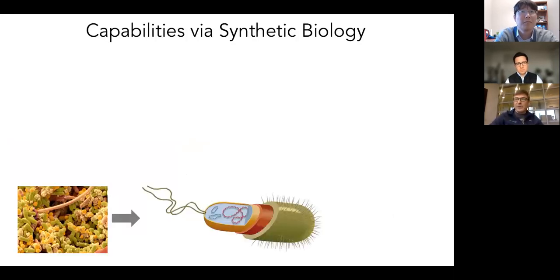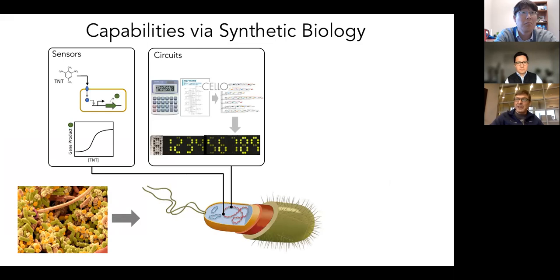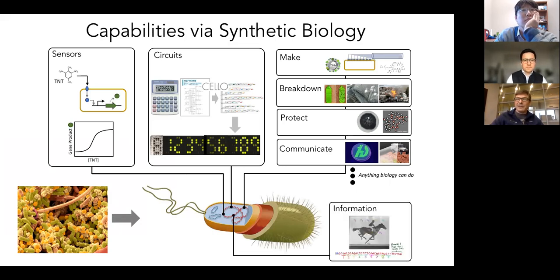So with SynBio, we can start to pull out those species and do all sorts of things with them. We can put in sensors that respond to different chemicals or conditions. We can do computing within the cells if we can access it. And we can get all the different things from the making of materials, the breaking down of materials, the communication with other cells, communication with electronic systems, and so on. We can store whole movies in the microbiome.